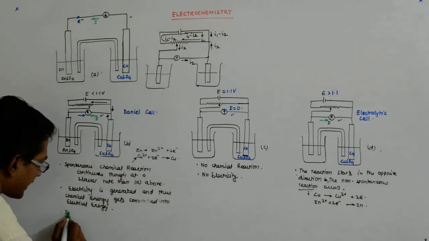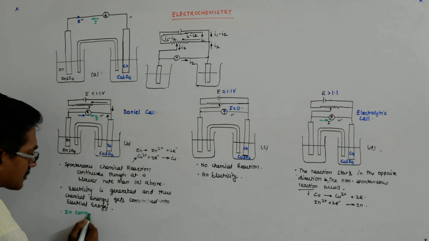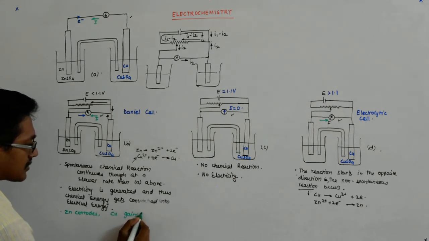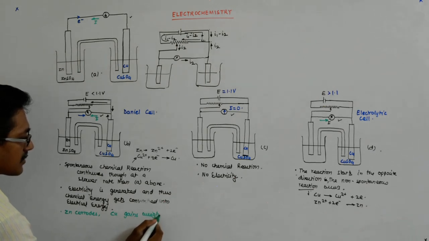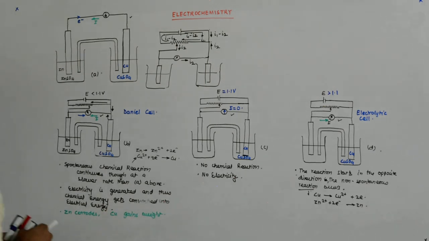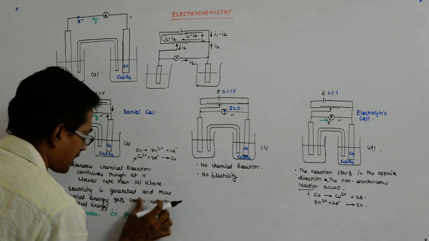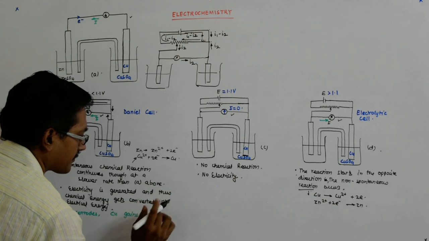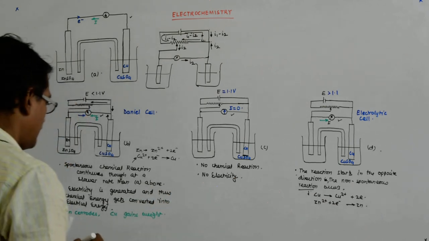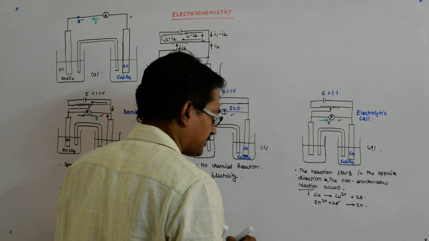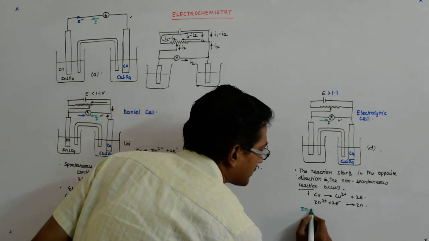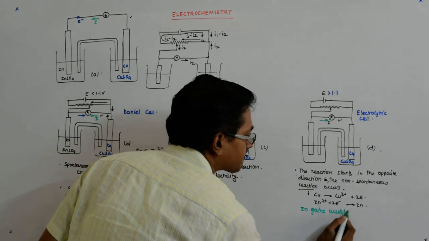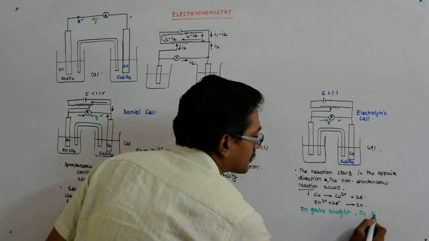Here what was happening? Zinc corrodes. Copper gains weight. Okay? Here what happens? Exact opposite happens. Here, Zn gains weight and Cu corrodes.